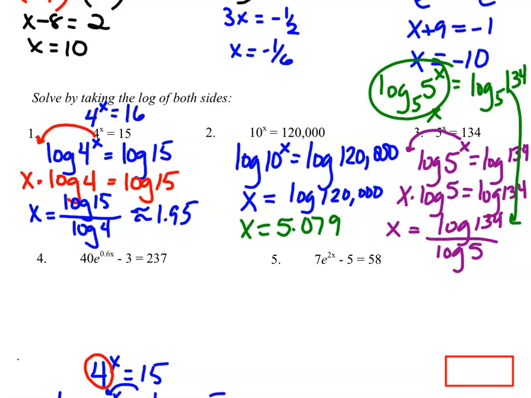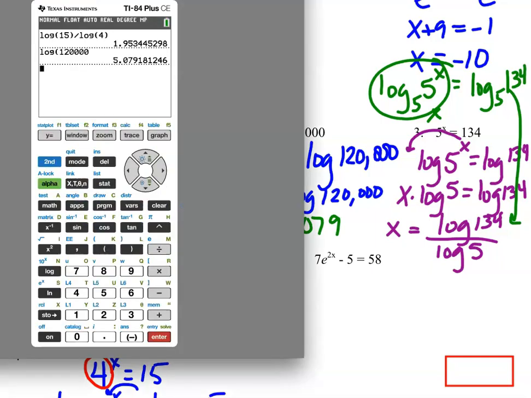So calculator, log of 134 divided by the log of 5. We have an answer of about 3.043.